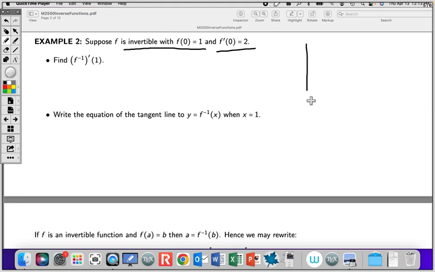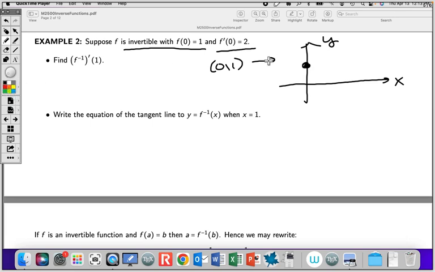f of 0 is 1. What does that mean? Well, graphically, that means when you plug in x equals 0, you're going to get y equals 1. So we get the point (0, 1) on the graph of the original function.